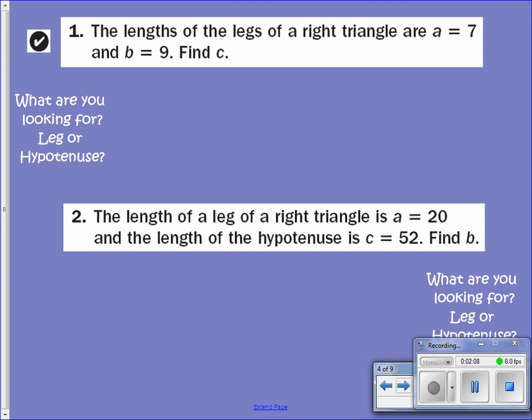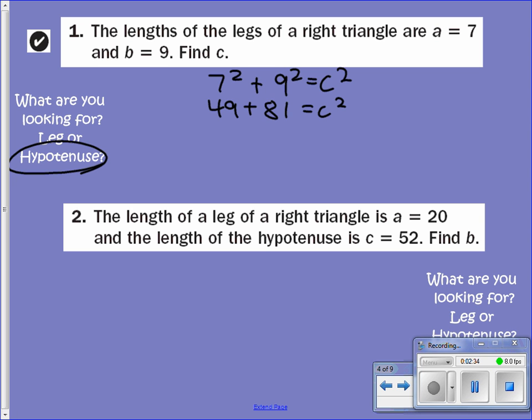So every time we're doing this, they're going to give you at least 2 values. Might be 2 legs, might be a leg and a hypotenuse. Each time we have to figure out what we're looking for, so we plug it into the right place. On checkpoint 1, legs are 7 and 9, so we're looking for a hypotenuse. So 7 squared plus 9 squared equals c squared, 49 plus 81 equals c squared, and that's what? 130 equals c squared, and to get it by itself, we'd square root 130.